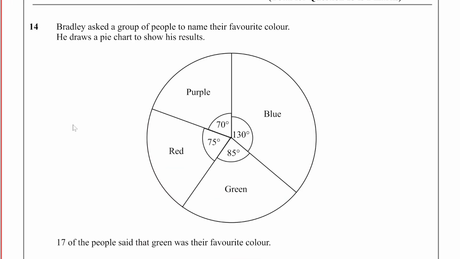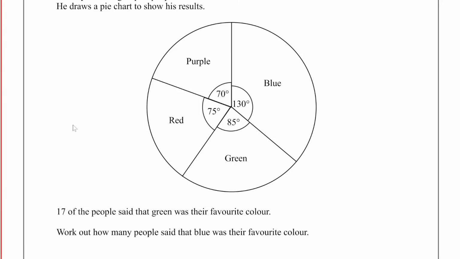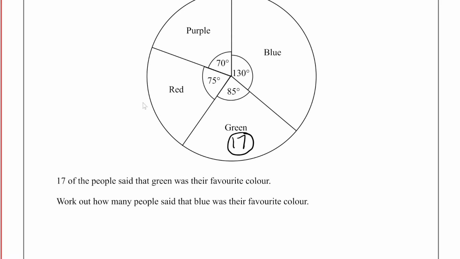Question 14. Bradley asked a group of people to name their favourite colour. He draws a pie chart to show his results. 17 people said green was their favourite colour. Work out how many people said blue was their favourite colour.